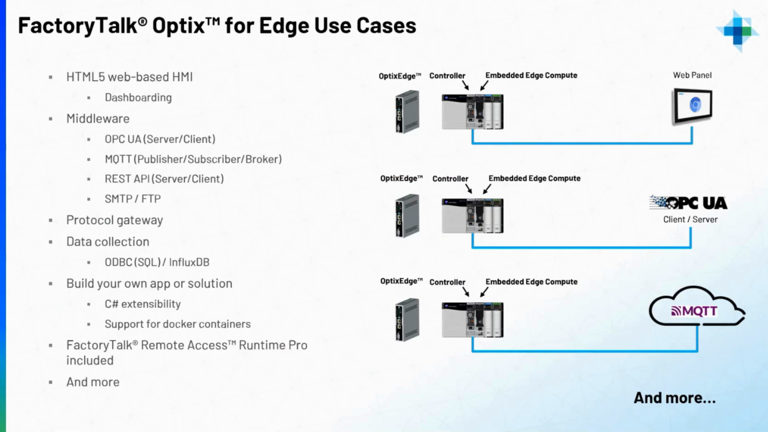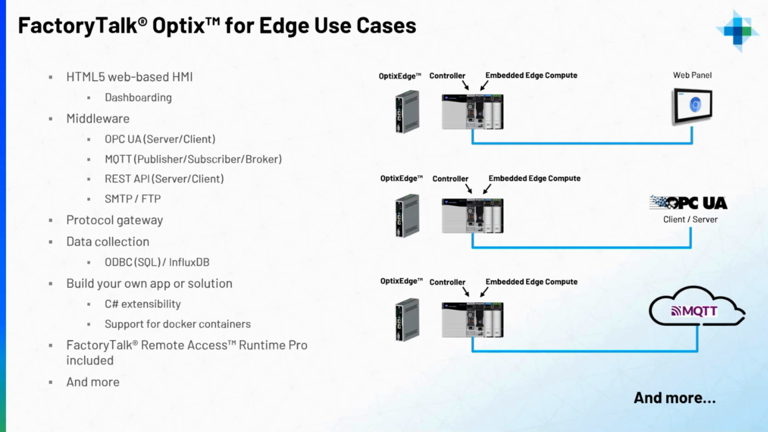Now, FactoryTalk Optics for Edge. So if you're looking to do any of these capabilities listed here, for example, web-based dashboarding, if you're looking to do some middleware applications, maybe you're looking to run an OPC-UA server with several clients out in the field, maybe it's specifically an MQTT application, you're looking to port some data over to a cloud application, or maybe it's simply just a protocol gateway or some data logger or data collection gateway. Maybe it's a combination of all of these. And if you don't need the presence of a physical display, then you're probably looking at an edge application.